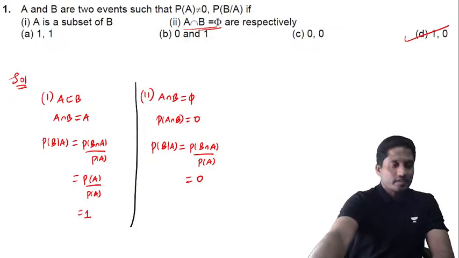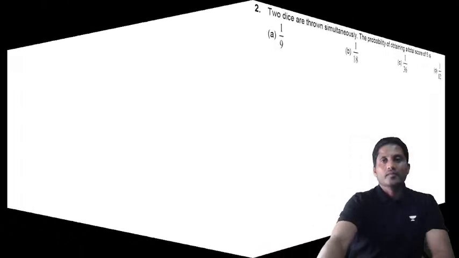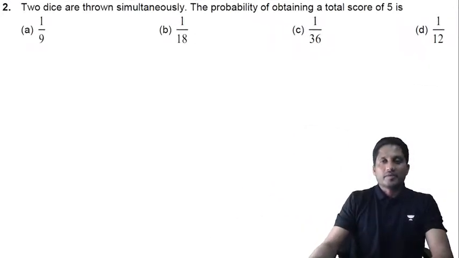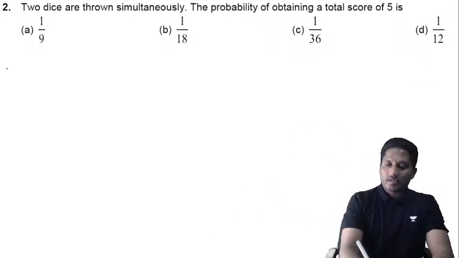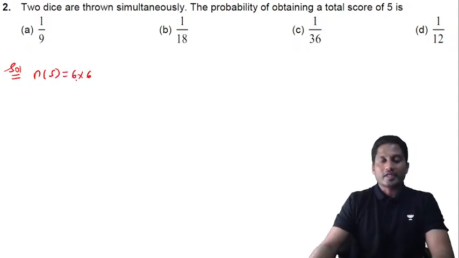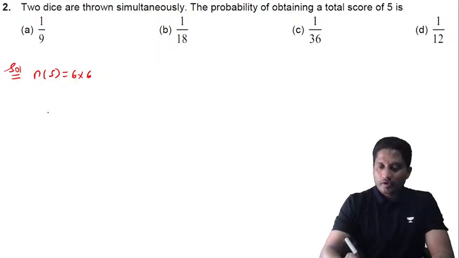Let's move to the next question. Two dice are thrown simultaneously. Probability of obtaining a total score of 5. See, actually N of S is equal to 6 into 6, right? Now two dice are thrown simultaneously. Probability of obtaining a score of 5, the probability that the sum is 5.